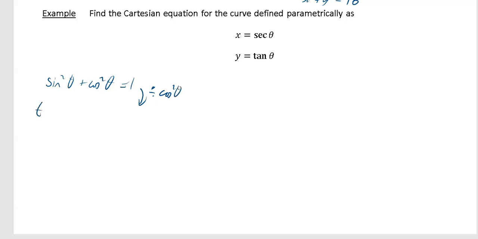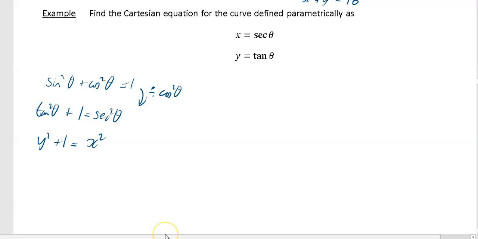Sine squared divided by cos squared is tan squared. Cos squared divided by cos squared is 1. And 1 divided by cos squared is sec squared theta. Okay, so now we're good to go, because tan squared, we don't know what tan squared is, but we know tan is equal to y. So tan squared is just going to be y squared. 1 is just 1. And sec squared we don't know, but we do know sec is x. So it's going to be x squared. So y squared plus 1 equals x squared.